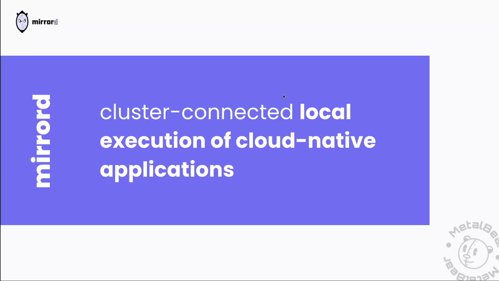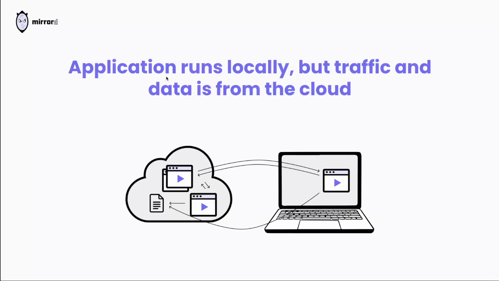MirrorD allows you to execute the local code you have written in the context of a cloud environment. So what this means is that while your code and the service you have written the code for will be running locally, it will behave as if it was running inside the cluster. So MirrorD basically allows you to get traffic and data from the cluster to your locally running service.